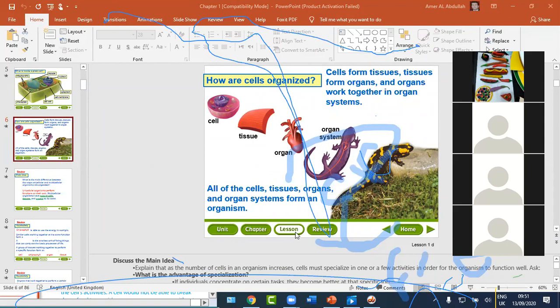How are complex organisms organized? I will explain. Complex organisms are made up of cells that form tissues, tissues that form organs, and organs that form organ systems. You have to know: cells form tissue, tissue forms organ, organ forms organ system.